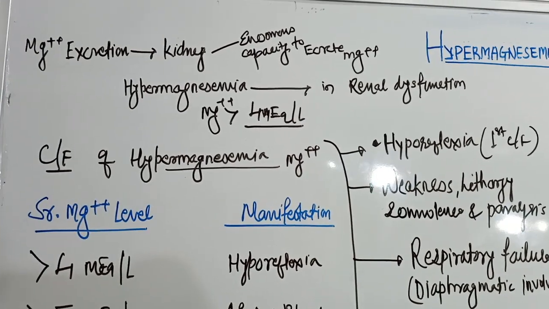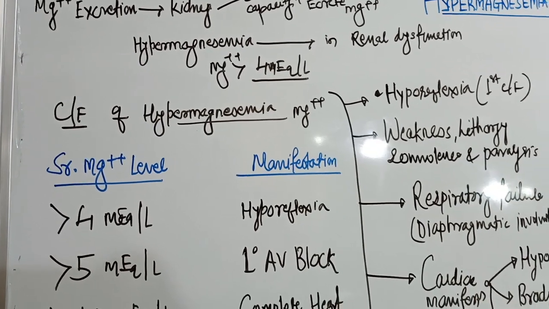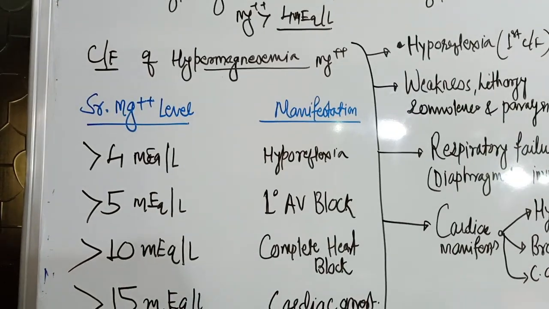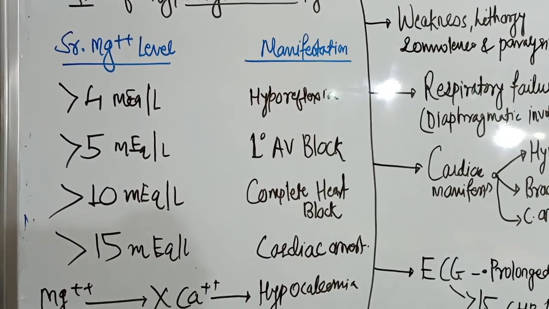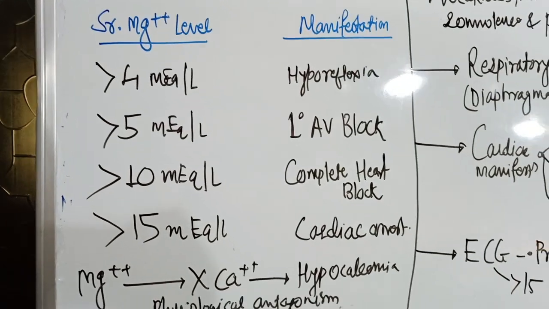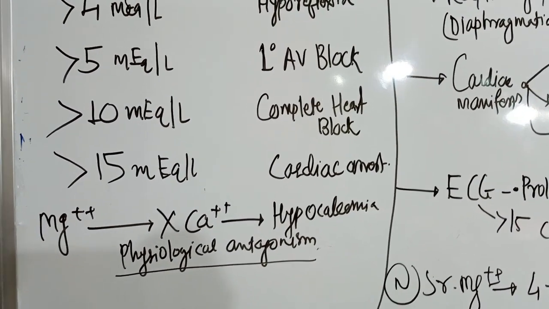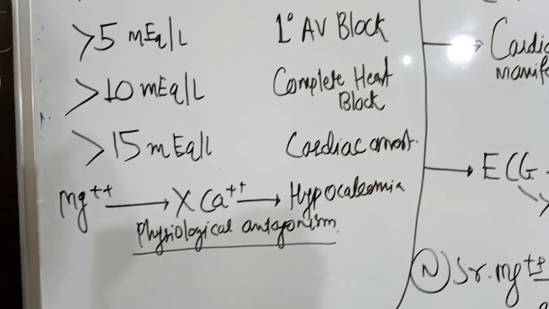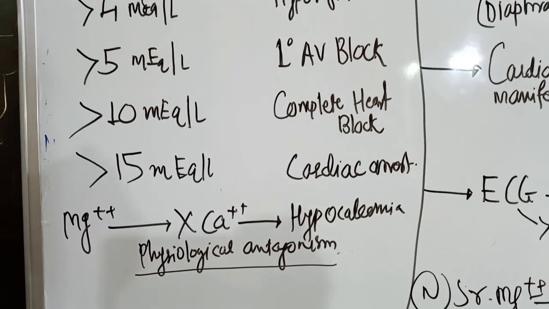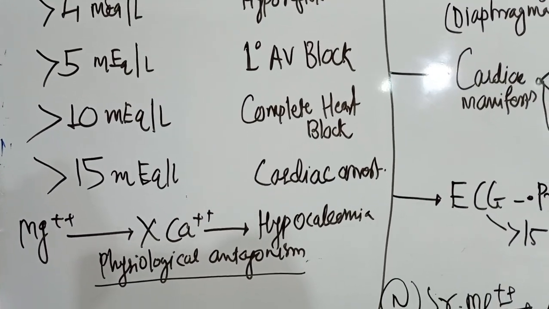Hypermagnesemia is mostly encountered in CKD patients and renal dysfunction. Clinical features of hypermagnesemia depend upon the serum level of magnesium. More than 4 milliequivalent causes hyporeflexia. More than 5 milliequivalent per liter causes first degree heart block. More than 10 milliequivalent per liter causes complete heart block. More than 15 milliequivalent per liter causes cardiac arrest.